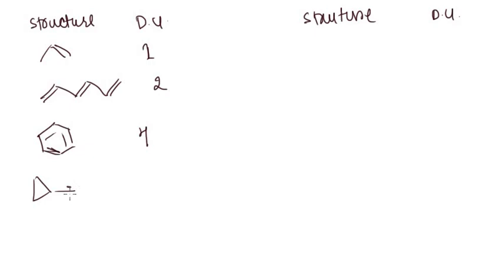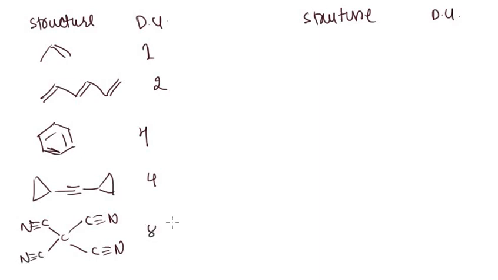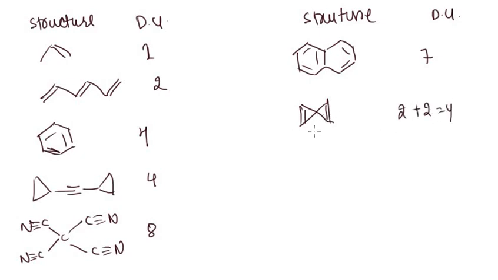In case of this compound, 1, 2, 3, 4: 4 degrees of unsaturation. C triple bond N, C triple bond N, C triple bond N, C triple bond N. The degree of unsaturation is 8. A structure like naphthalene, the degree of unsaturation is 3 plus 3 plus 1, 1, 2, 3, 4, 5, 6. We have done some like 5: 1, 2, 3, 4, 5 plus 2, 7. Right? In this compound, the degree of unsaturation is 2 plus 2, that is 4, because 2 double bonds and 2 rings.